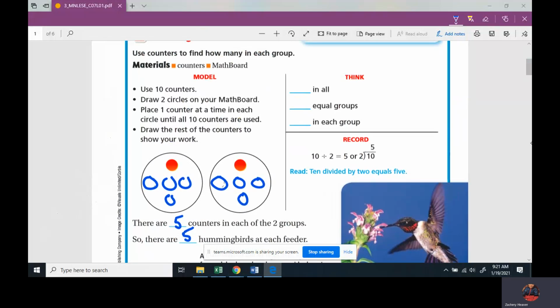So how many birds do we have in all, Jack? 10. How many equal groups do we have? 2. And how many is in each group? 5. So your final answer is 10 divided by 2 is 5. Or 10 divided by 2 this way is 5. There's 2 ways you can write it. We've been focusing really on this one, but we're going to dive into this a little bit more. Okay?